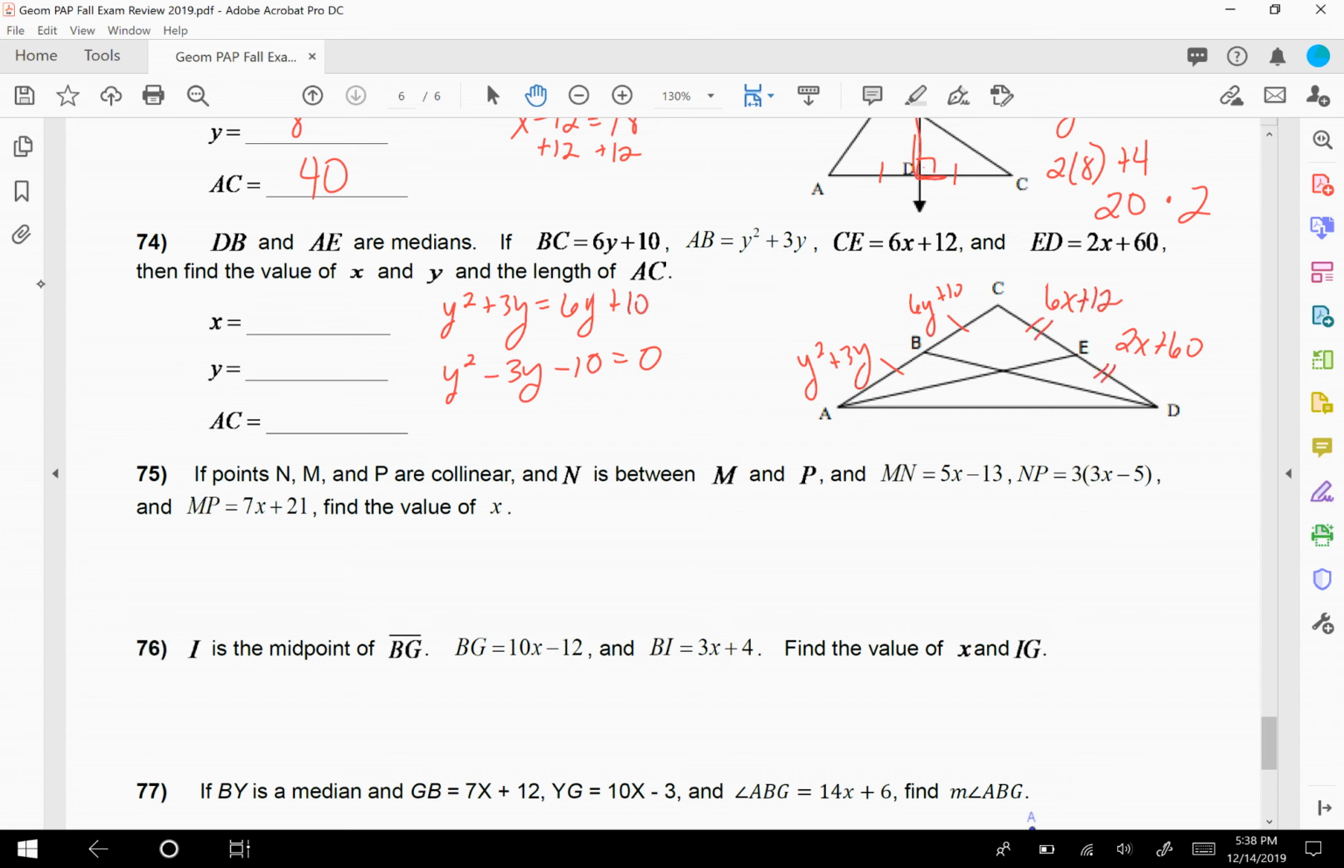Okay, so I have to think of two numbers that when I multiply them, I will get negative 10, but when I add them, I'll get negative 3. So one will have to be positive, one will have to be negative. So I can think of y minus 5 and y plus 2, because negative 5 times positive 2 is negative 10, and negative 5 plus 2 gives you negative 3. So y is either 5 or negative 2.